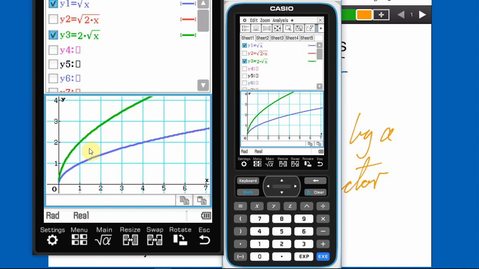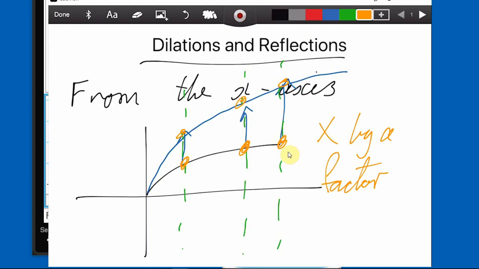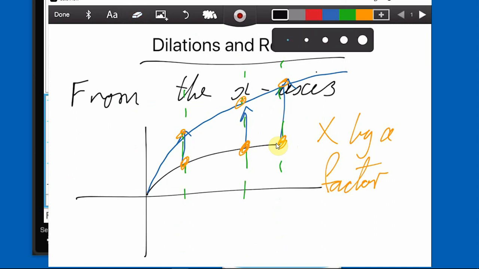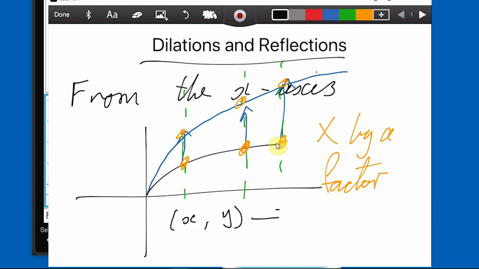So each of these points is all 2 times, stretched up. So it's by a factor. Let me just erase a little bit of that down here, give me some space. So if we look at what changes, looking at our mapping again, we've got our original x and our original y, and what happens to that? Well, our x stays the same, but our y becomes bigger by that factor.